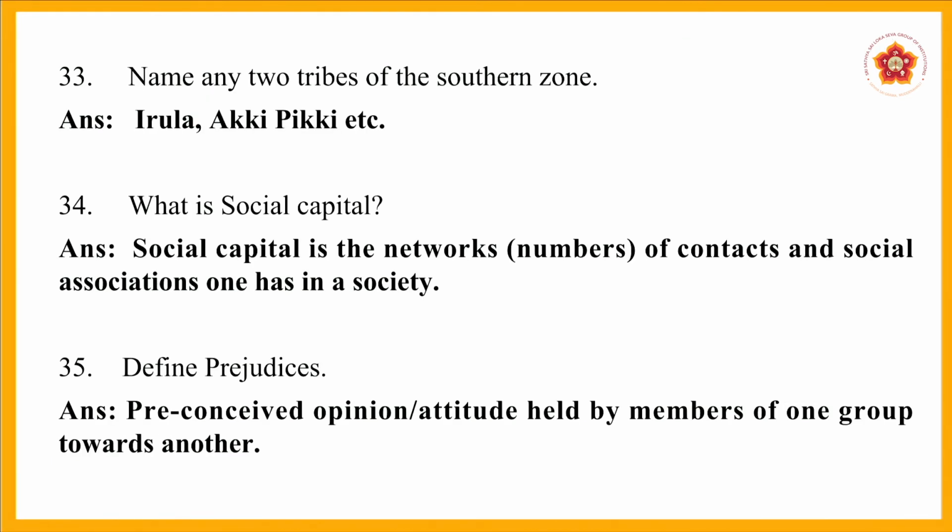Name any two tribes of the southern zone. So, there are many you can mention, we have just took up these: Irula, Akipiki, etc. What is social capital? So, this is also a very important question, because the entire chapter is based on this particular concept of social capital. So, social capital is the networks of contacts of social association one has in the society. So, it is a part of social resource. So, remember that particular concept of social resource, and there are 3 social resources. Out of them, one is social capital. So, what are the other 2 social resources? Please check for yourself. Next is define prejudices. So, what are the prejudices? These are the preconceived opinion or attitude held by the members of one group towards another.